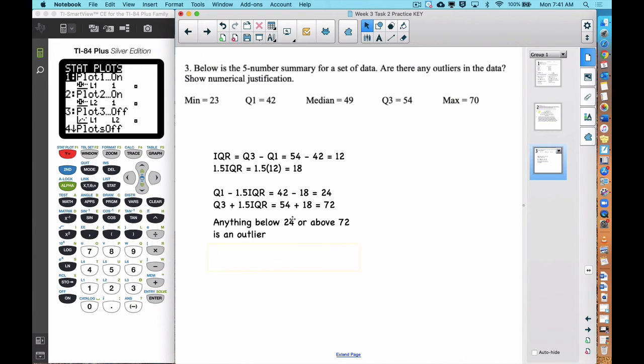Anything below 24 is an outlier, though. So all we can say is there's at least one outlier. The minimum itself is definitely an outlier. What we don't know is, are there 2 points at 23? Is there a 23 and a 20.5? Is there a 23 and a 23.5? Are there a couple points? That we don't know. But we can say since the minimum is less than 24, there's at least one outlier.